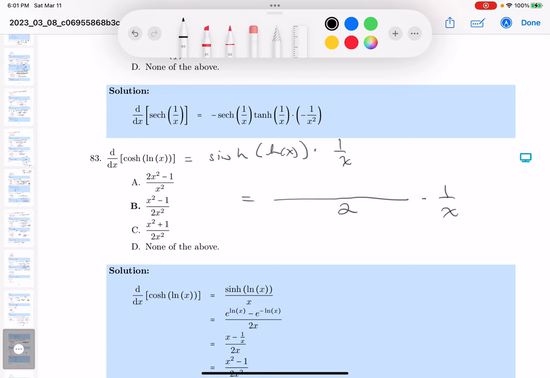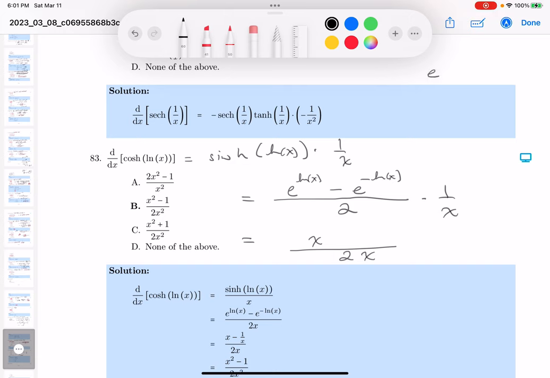And I'll write down what the hyperbolic sine is. It's e to the natural log of x minus e to the minus natural log of x. Well, the first one's pretty easy to do. You get 2. Let me put 2x down now. And what do you have there? You get x.